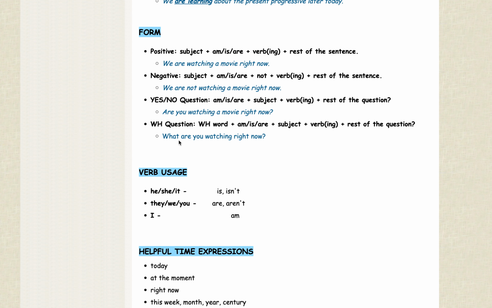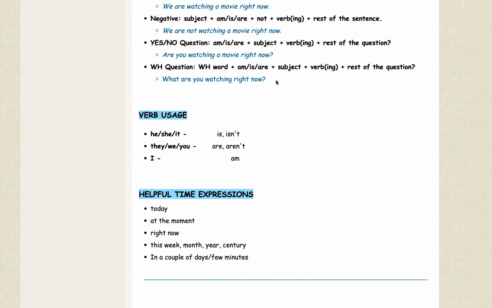With our WH question, we have our WH word, who, what, when, or where, plus our form of be, our subject, and our verb ing. What are you watching right now? What we need to remember is the same as with the present simple. He, she, or it is or isn't. They, we, and you are or aren't.